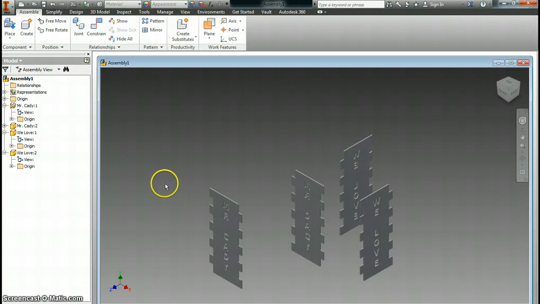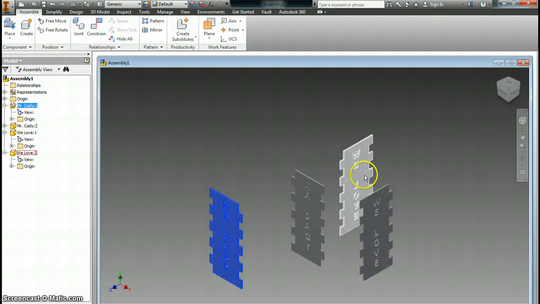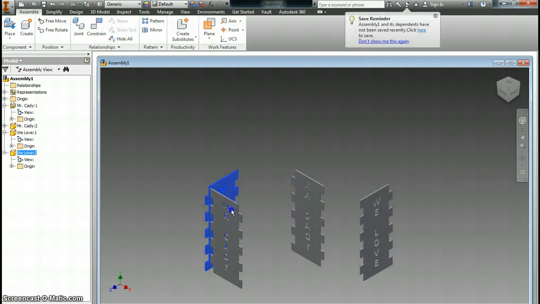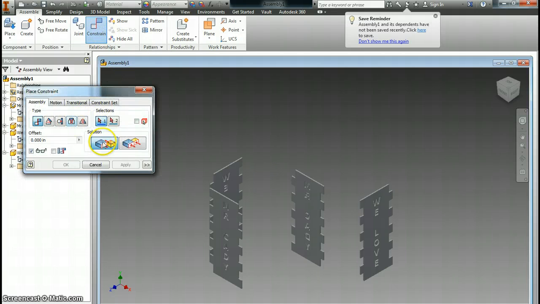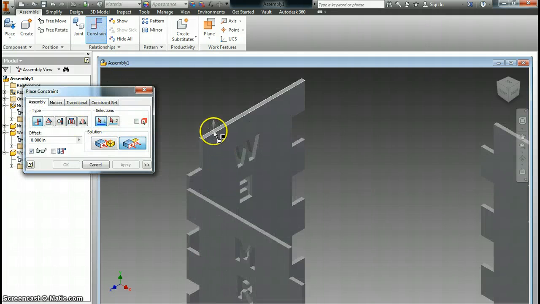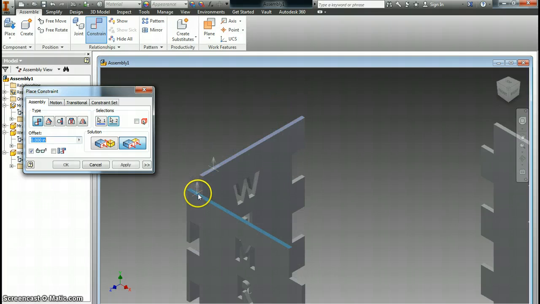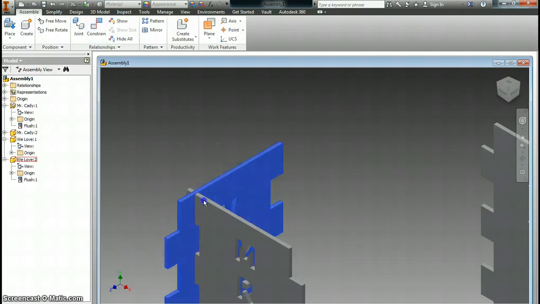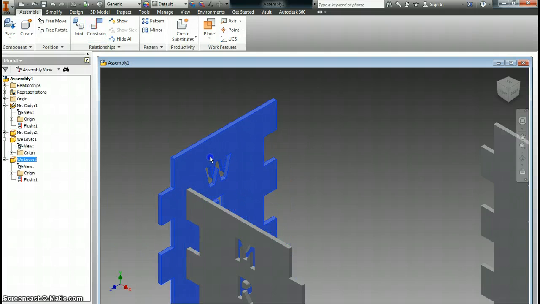So we're going to go here, and we're just going to say this one's grounded, and let's take this guy right here, and we're going to stick him right there. So first step, just like with the 4-sided, we're going to flush the 2 tops together, with that, apply. Okay, now they can still move anywhere except that they are coplanar at the top. So now we get a little trickier with this.